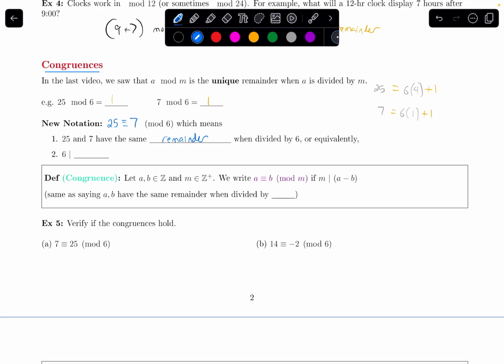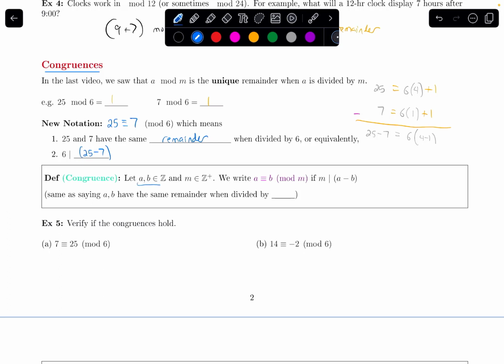Another equivalent way to say that is, if I took these two equations and subtracted them, what I get is 25 minus 7 on one side. On the other side, I'll get 6, and then I can factor out the 6 and get times 4 minus 1, and the 1s will cancel. So what that means is that 25 minus 7 ends up being 6 times some integer. In other words, 6 is evenly dividing 25 minus 7.